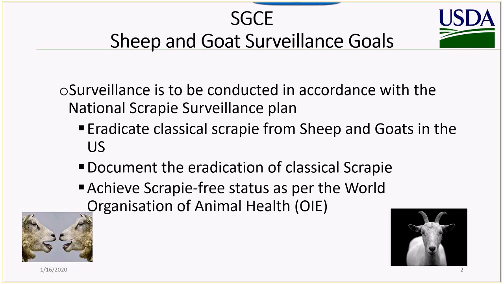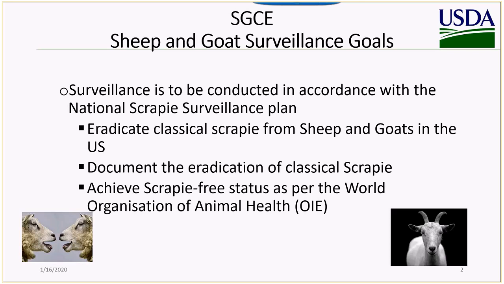So let's get right into it. Our first topic is the sheep and goat surveillance goals. Surveillance is to be conducted in accordance with the National Scrapie Surveillance Plan, and the link to that plan is in your agreements guide.